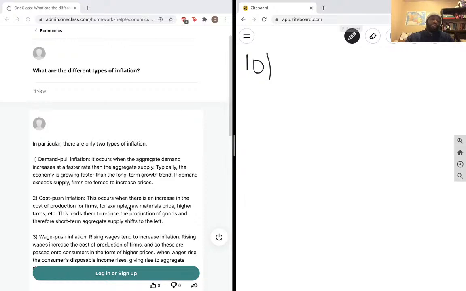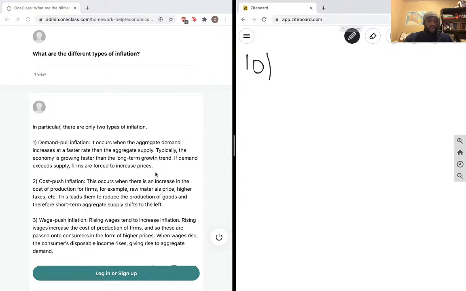The next definition we have here is cost push inflation. This occurs when there is an increase in the cost of production for firms, for example raw material price, high taxes, etc. This leads to reduced production of goods, and therefore short-term aggregate supply shifts to the left. And again, if cost of production is increasing, for these sellers to make a profit, prices need to go up as well.